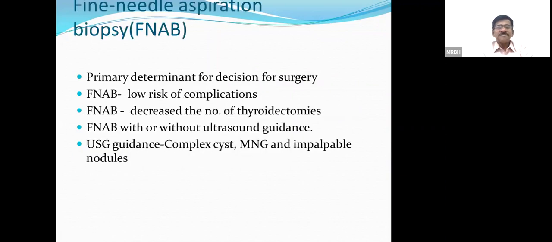The next important part of the quadruple assessment is doing a fine needle aspiration biopsy. And this is the primary determinant for the decision for surgery.